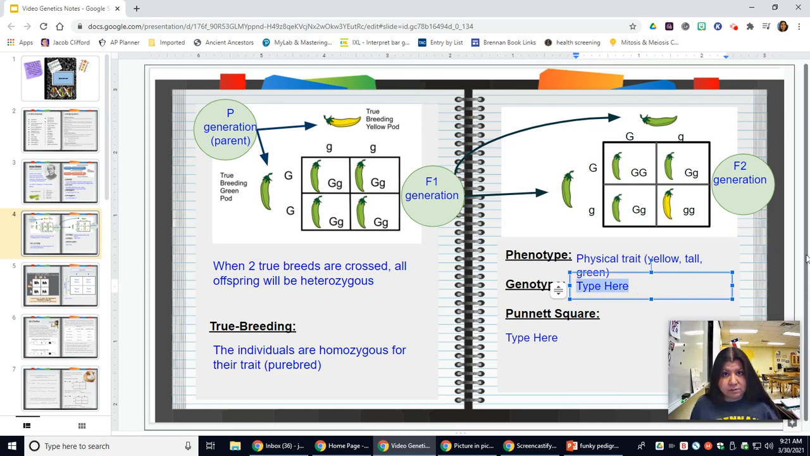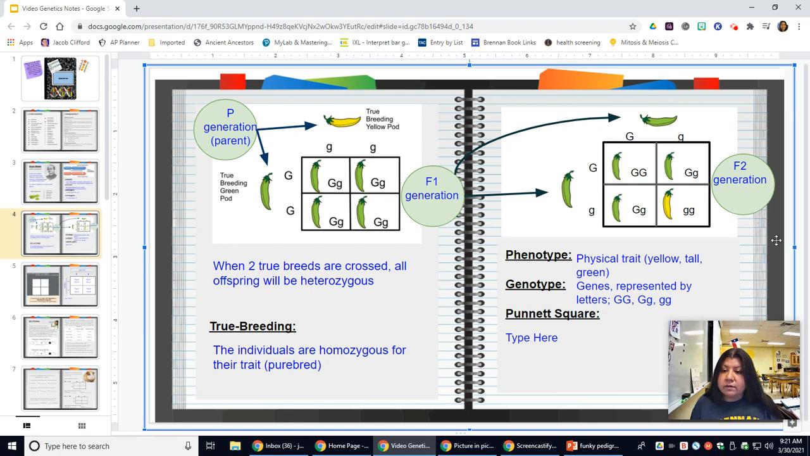My genotypes are the letters that represent those physical descriptions, the genes represented by letters, for example big G, little g, little g. Right here I have 3 different genotypes. I have one green pea plant that's big G, big G, 2 that are big G, little g, and 1 yellow that's little g, little g. Those are my genotypes. But when I'm talking about a phenotype, I have 3 out of the 4 that are green and 1 out of the 4 that's yellow.